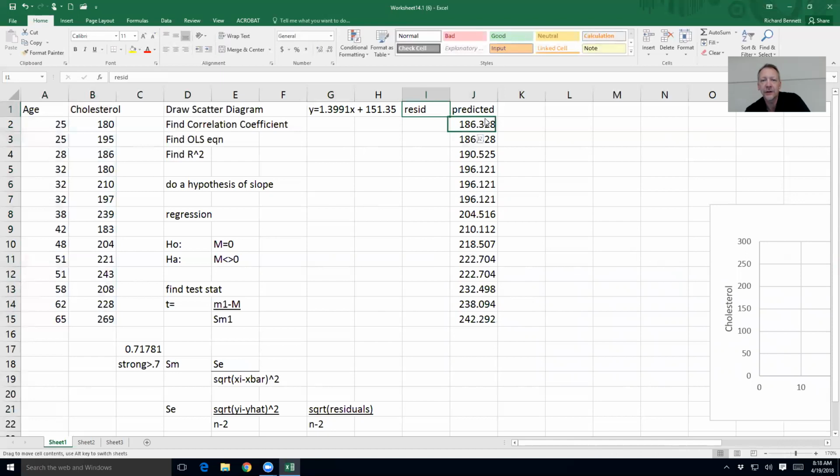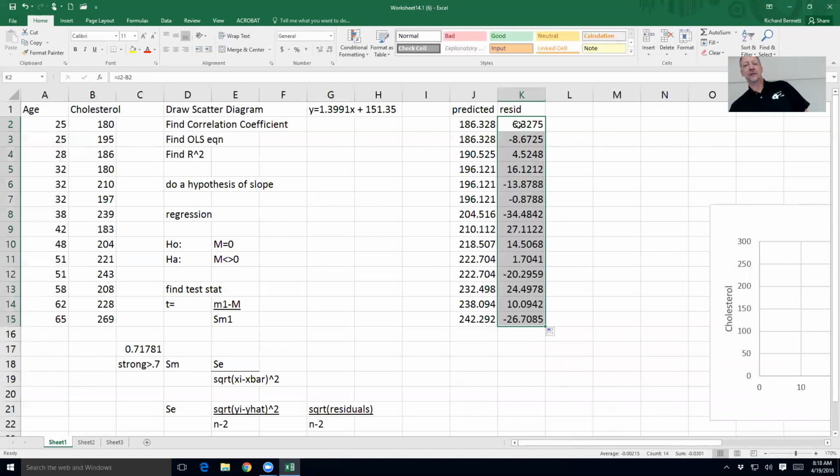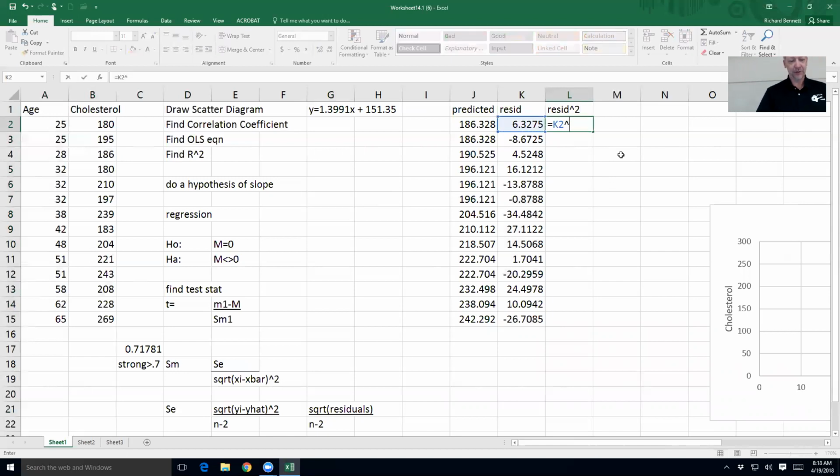Now, what's the residual? You subtract predicted minus observed. Does it matter what order I do those in? No, because we're going to square it in a minute. So the first one was off by 6, second one was off by 8, third one was off by 4.5, 16, so they're all over the place. And then we're going to do the residuals squared, so this raised to the second power.